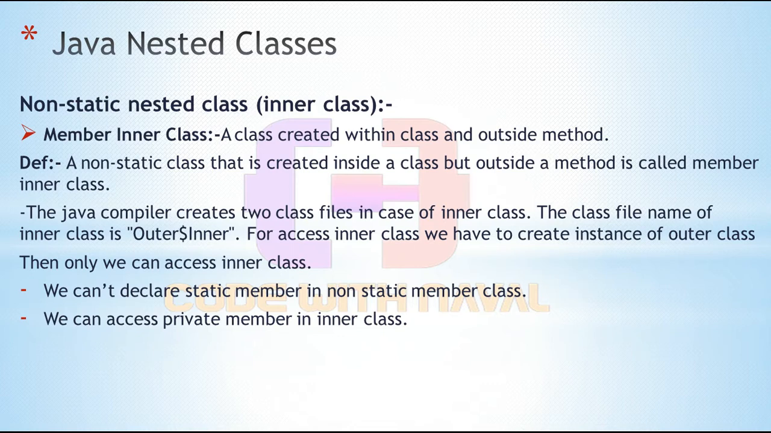For accessing the inner class, we have to create an instance of the outer class. First we have to create an outer class instance, then only we can access the inner class. We can't declare a static member in a non-static member class. A member class is our non-static inner class. We can access private members in this inner class.